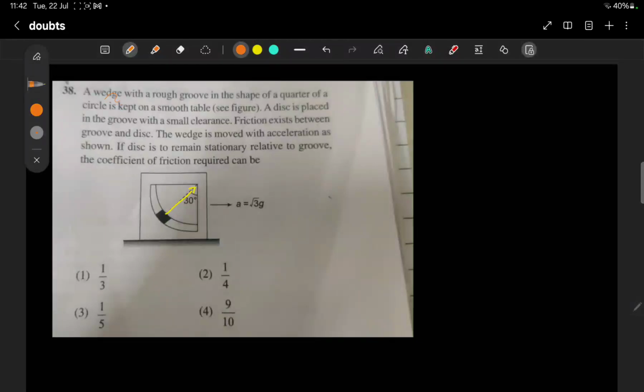In this question, there is a wedge with a rough groove in the shape of a quarter of a circle kept on a smooth table. So, this is the table. Here is a wedge. So, that wedge is like this. This is that wedge. So, here is a face.